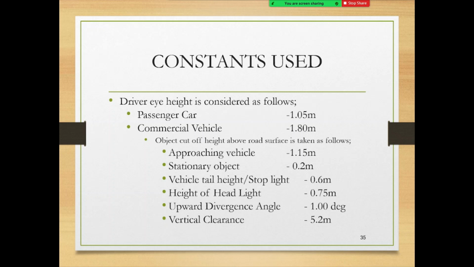Then, the approach object cutoff height. So what kind of height are you going to see, right? The approaching vehicle is 1.15, the stationary object is 0.2, the vehicle tail height (stop light) is 0.6, the height of the headlight is 0.75, the upward divergence angle is 1 degree, and the vertical clearance is 5.2. So these are some constants used.